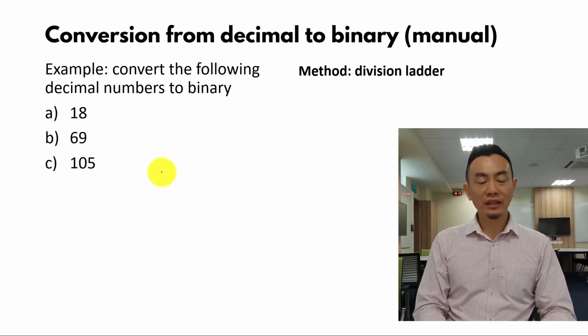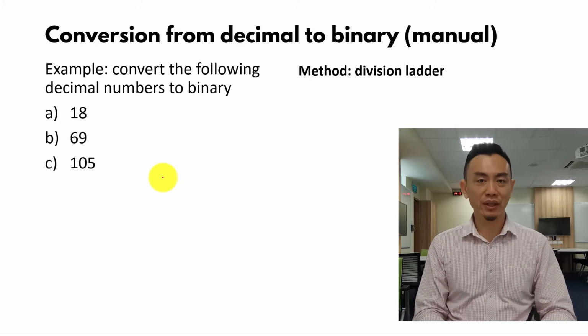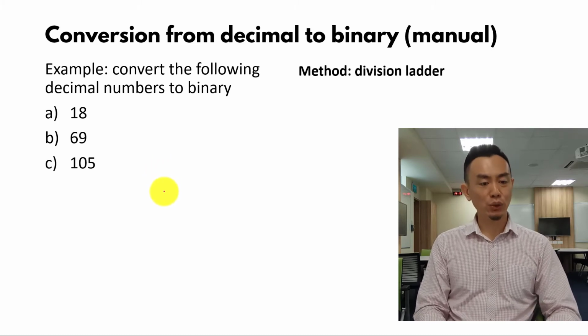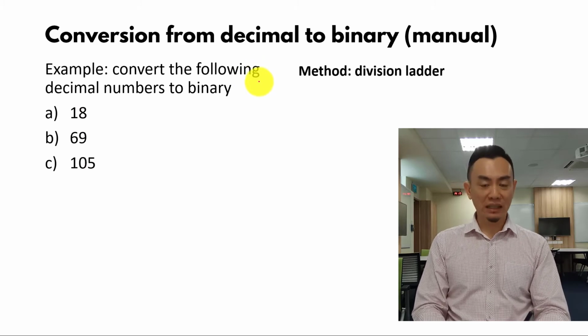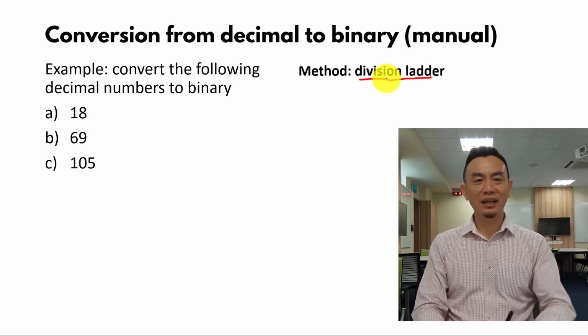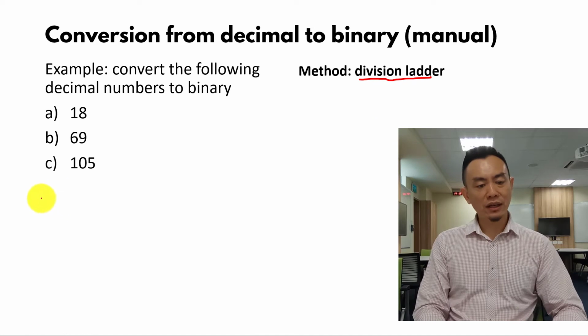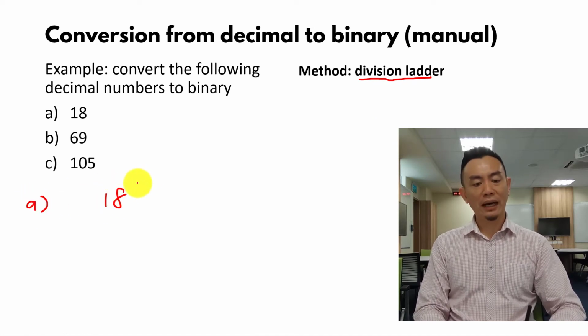So now we're going to convert numbers from decimal to binary, that means base 10 to base 2. Here we have 3 examples. The method we're going to use is called a division ladder because it looks like a ladder and we keep doing division. Let's look at the first one, it's 18. We're going to convert 18 from decimal to binary.